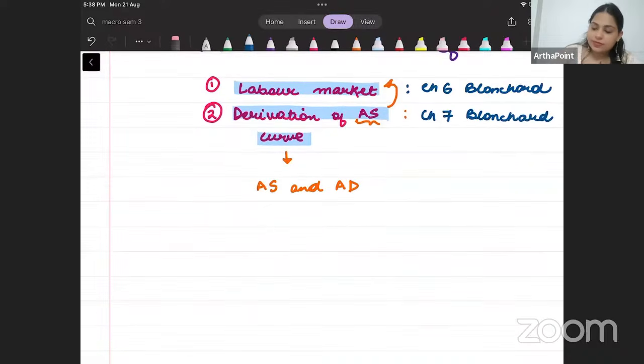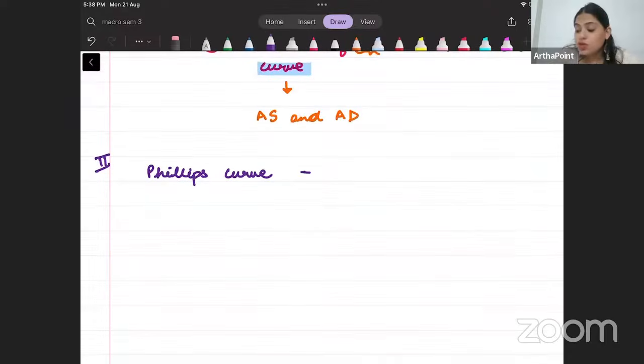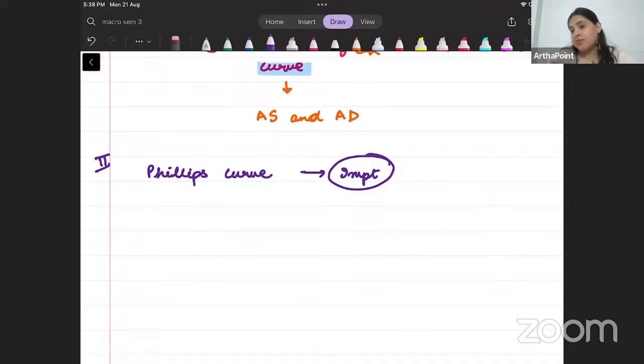Second, we are going to talk about the Phillips curve. That is going to be the next unit. This is one of the most important units, and you will definitely get a lot of questions from the Phillips curve. MCQ will also come. You will get 5-mark question also. You will get 10-mark question also. It is that important a concept.